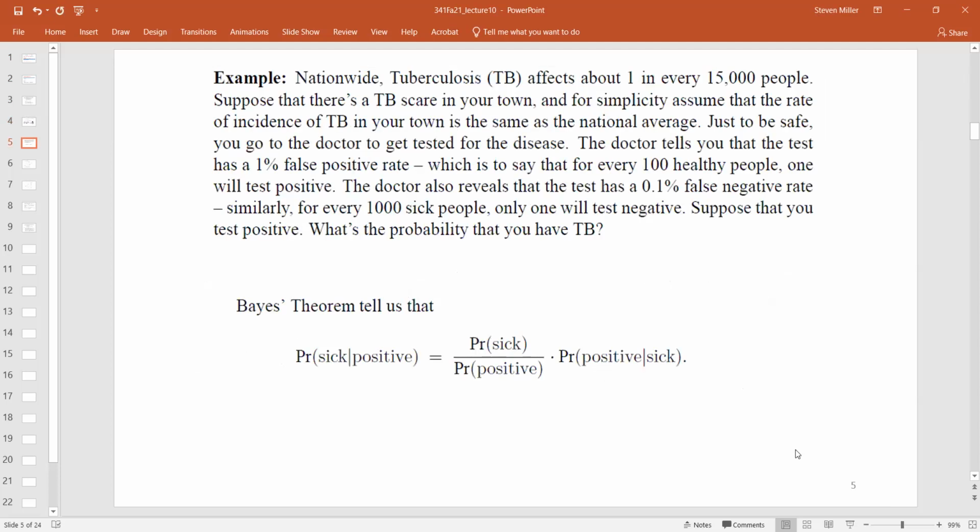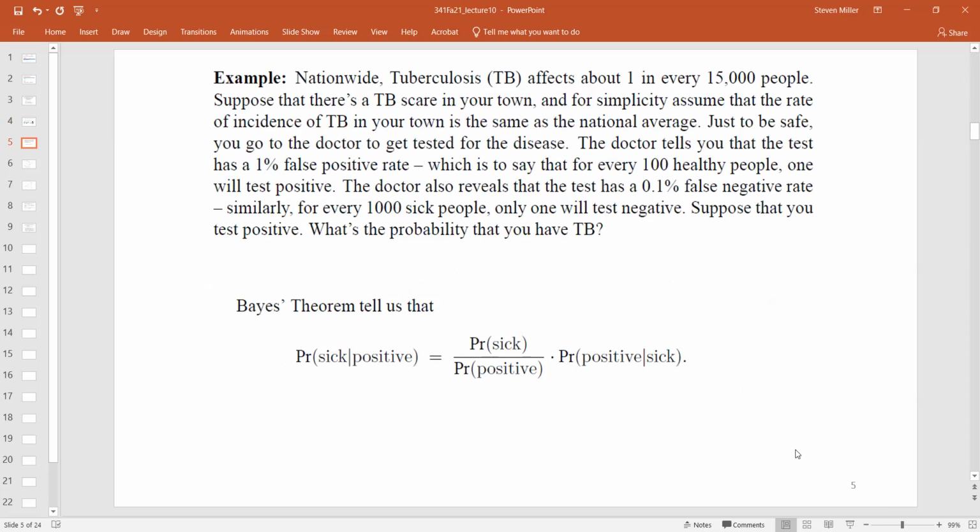So here is one of the most common examples. This is from the textbook. This is from a couple of years ago. Give me a question. Instead of using tuberculosis, what would we use today? COVID. Yeah, exactly. Right. So this is extremely valuable.